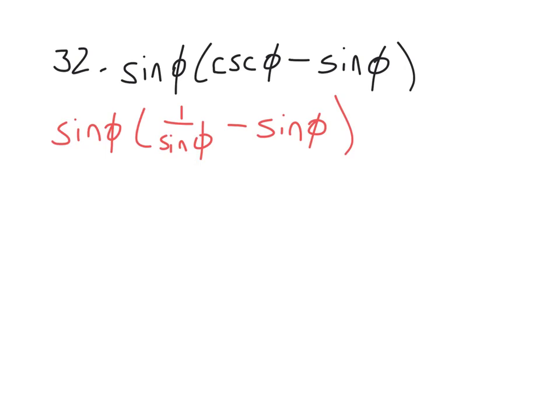And now I'm going to distribute, so then sine times 1 over sine is just going to be 1, and then sine times sine is sine squared. Okay, and then this is one of our Pythagorean identities, and so we can say that this is cosine squared. So keep that finger on that page in the book so that you can refer to it until you have them more memorized.